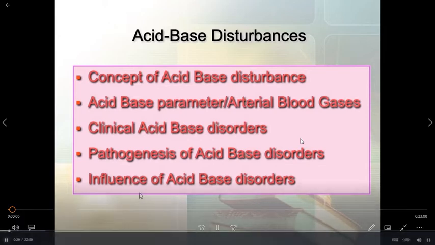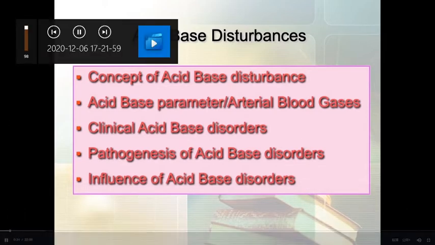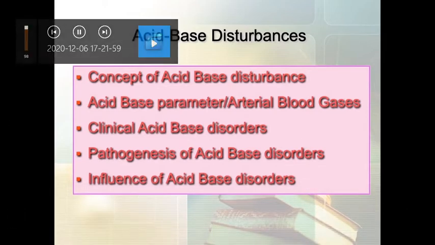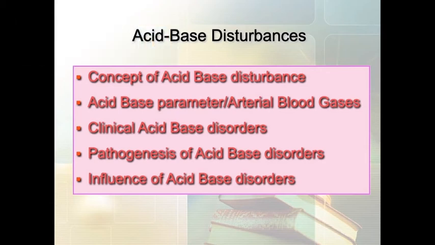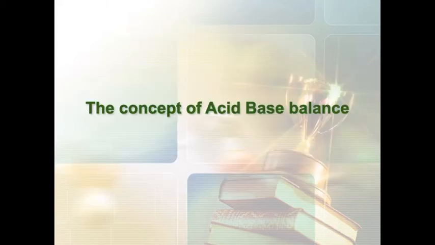Acid-base disturbance. In this chapter, we're going to go through the concept of acid-base disturbance, acid-base parameters and arterial blood gases, clinical acid-base disorders, pathogenesis of acid-base disorders, and the influence of acid-base disorders.